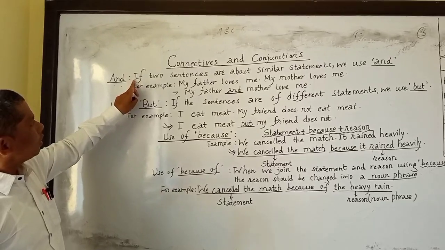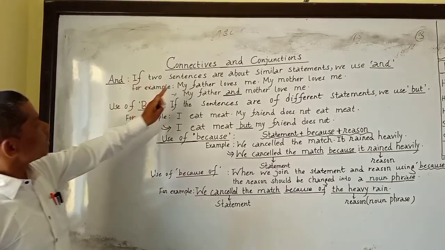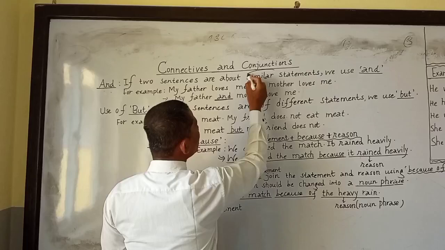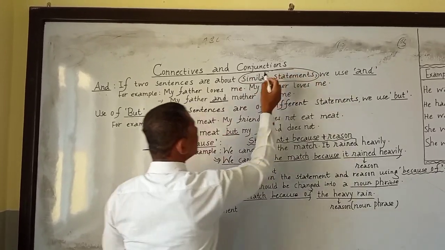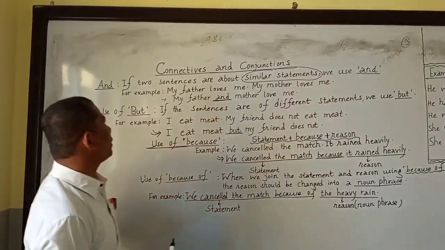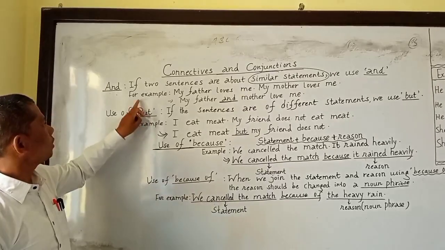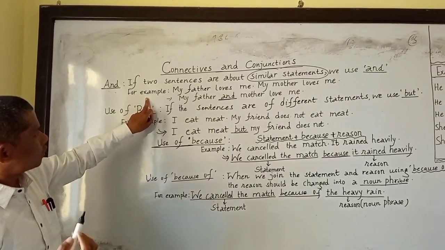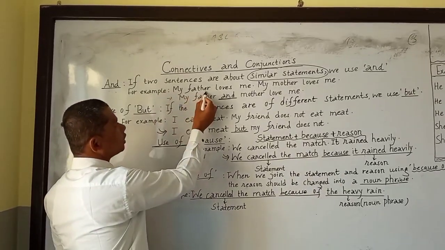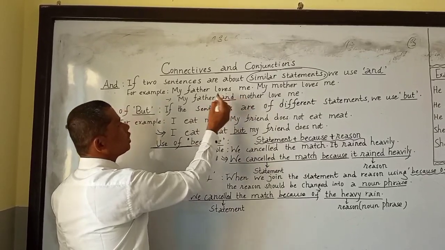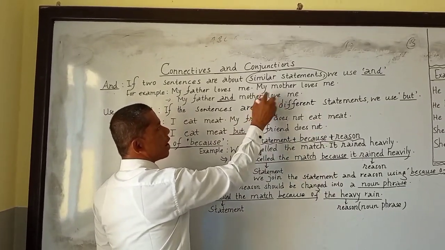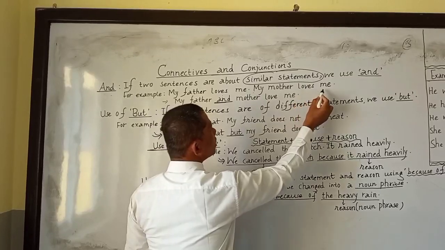You can see here. If two sentences are about similar statements, then we use "and". For examples, let's have a look at these examples. My father loves me. This is one sentence. And another sentence is, my mother loves me.